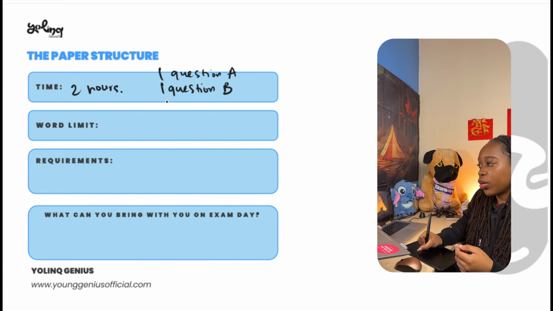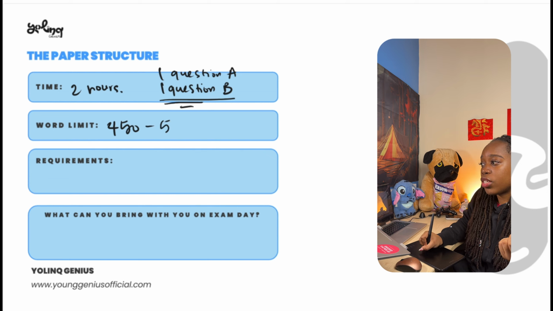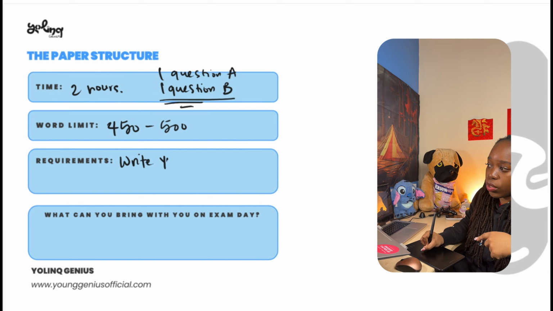Going forward, we're only going to be talking about section B, which is the essay. You have a word limit of 450 to 500 words, and you're advised not to go over. It's fine if you write less than 500, but do not go over 500. In terms of the requirements, you're required to write your essay in English. So write your essay in English.